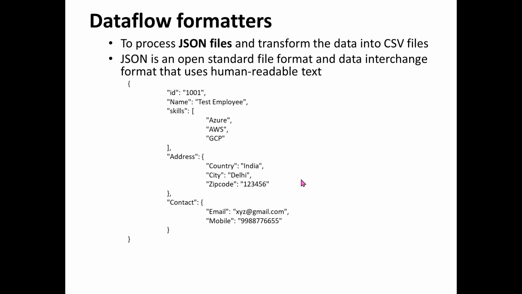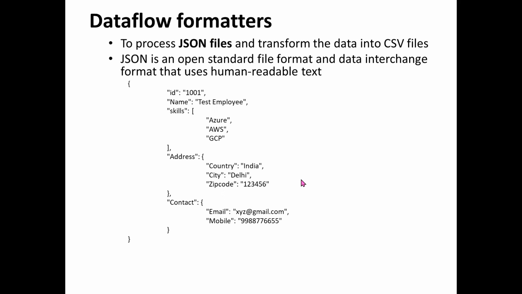Now, what are the data flow formatters? Basically, data flow formatters work with a JSON file kind of structure. So far we've been dealing with CSV files. It's comma separated, everybody knows, and it's structured. It's human readable, and we know what column it is and what value it is. Easily we can identify, right?